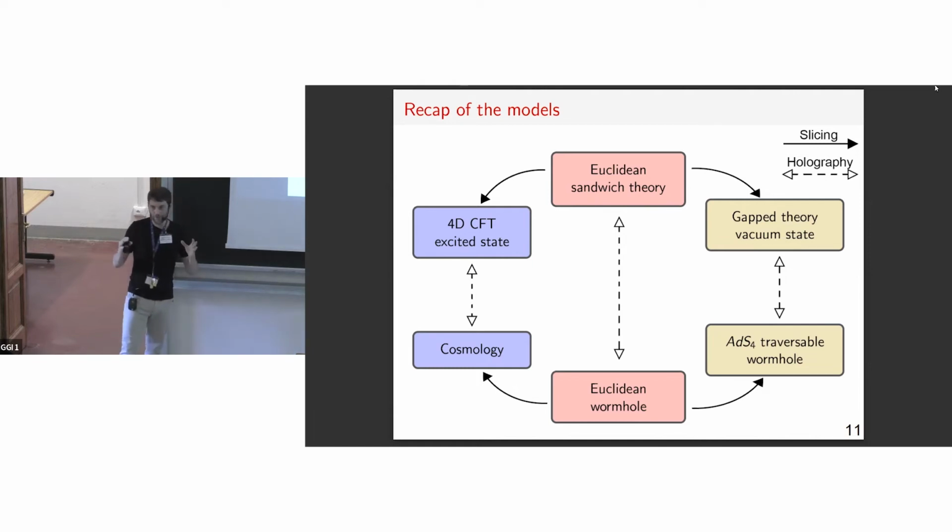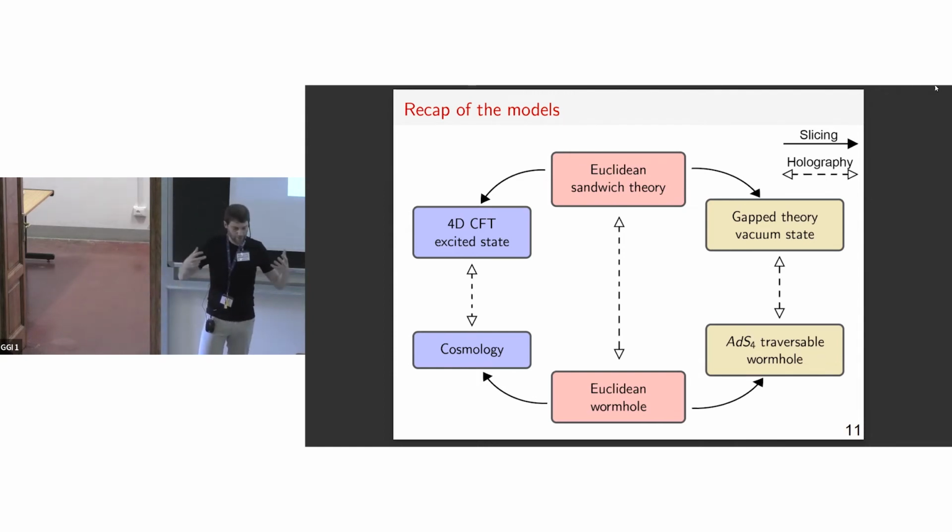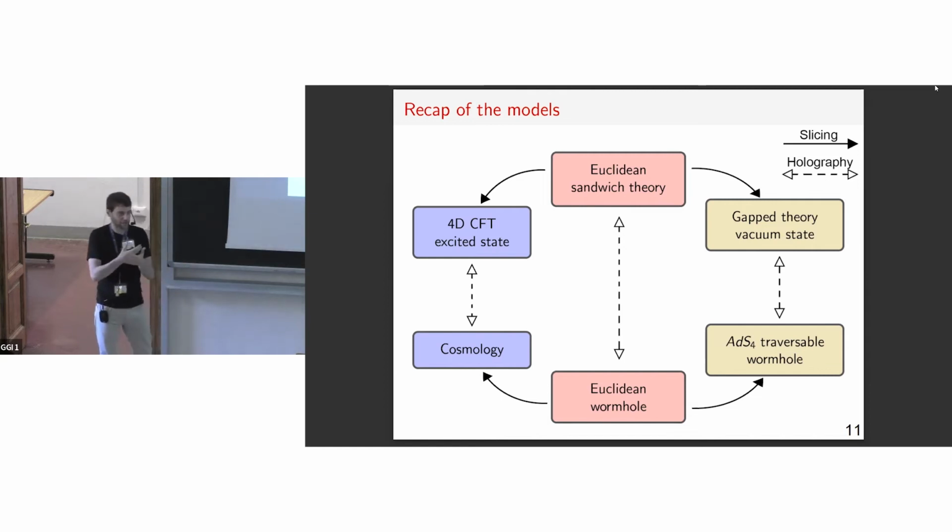And they are independent theories, but they both arise from the same Euclidean path integral. And this is what we call slicing duality. The idea is that we have these two Lorentzian theories, which are different theories, different states, but they both arise from the same Euclidean path integral. And in this sense, they're related to each other, and they can be used to study each other, as we will see in the rest of the talk.